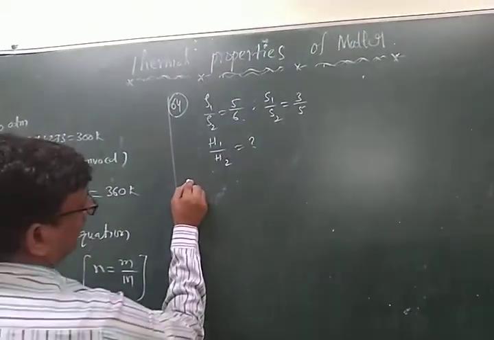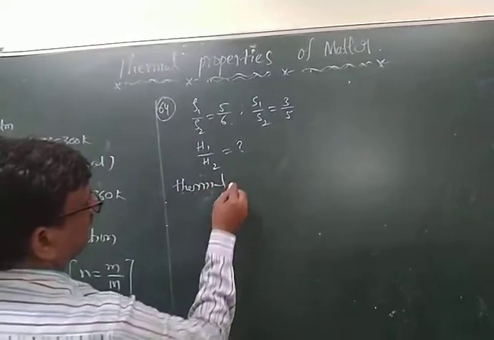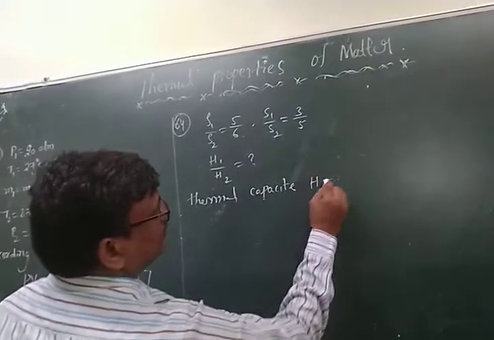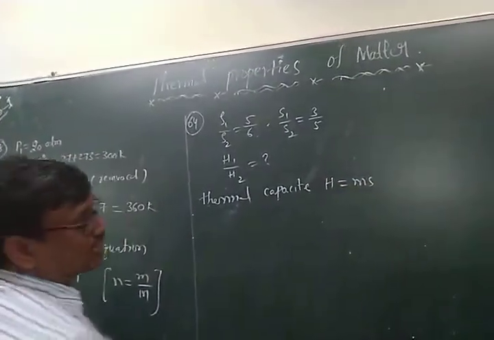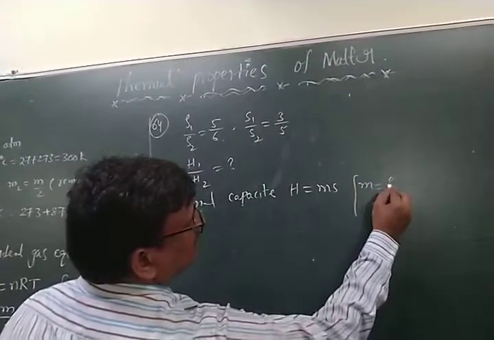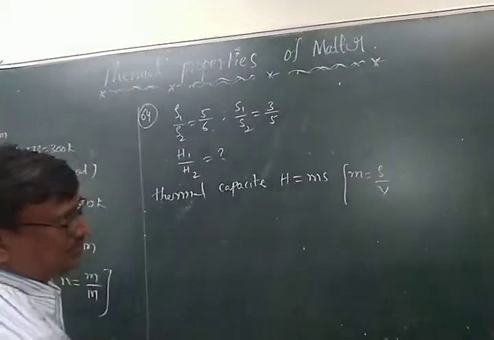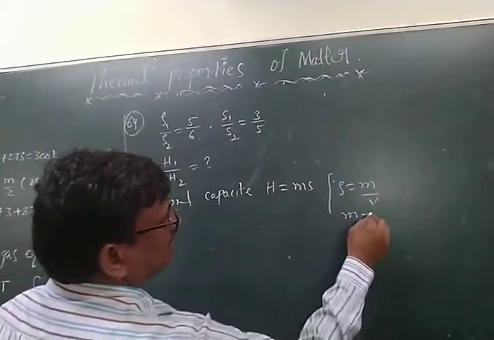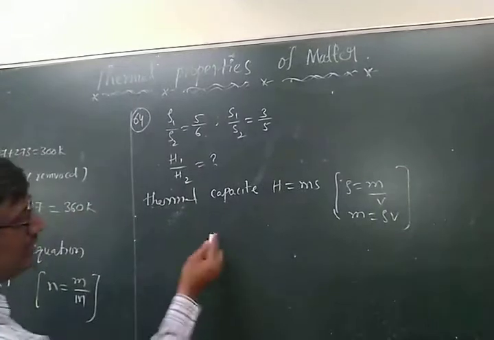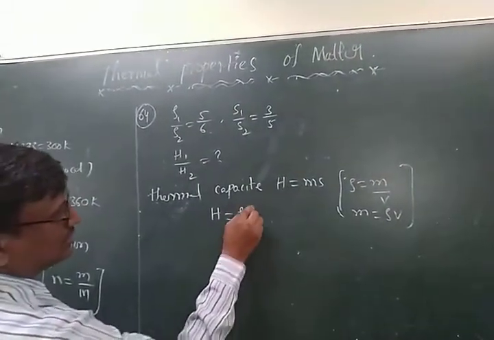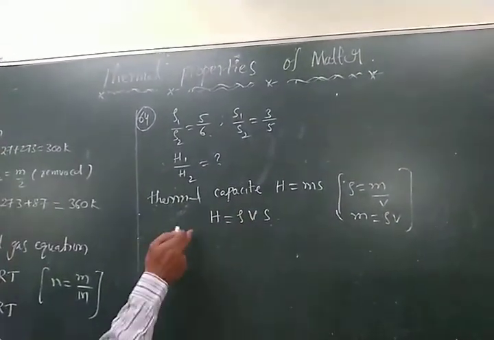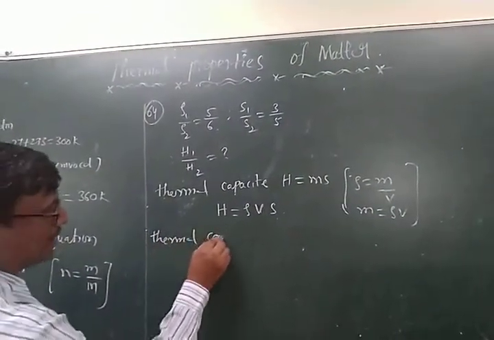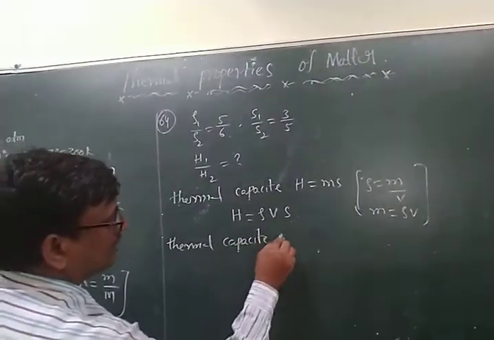Now we know the thermal capacity H is equal to M into S, where M is mass. The mass is equal to what? Density is equal to mass by volume, so the mass is equal to density into volume. We can write H is equal to density into volume into specific heat. But we can find the thermal capacity for unit volume.